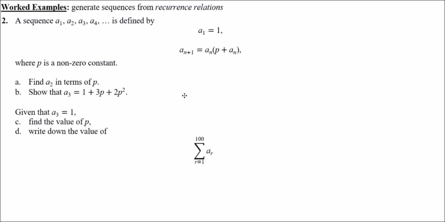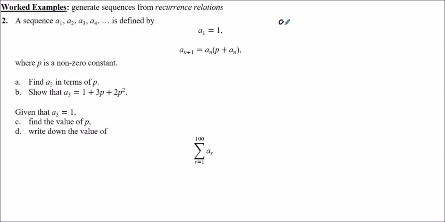So, question 2, we've got again another sequence, a1, a2, a3, a4 and so on, defined as follows. We're told that a1 equals 1, and the next one along, a(n+1), is going to be the previous term, an, multiplied by (p + an). p, we're told, is a non-zero constant.